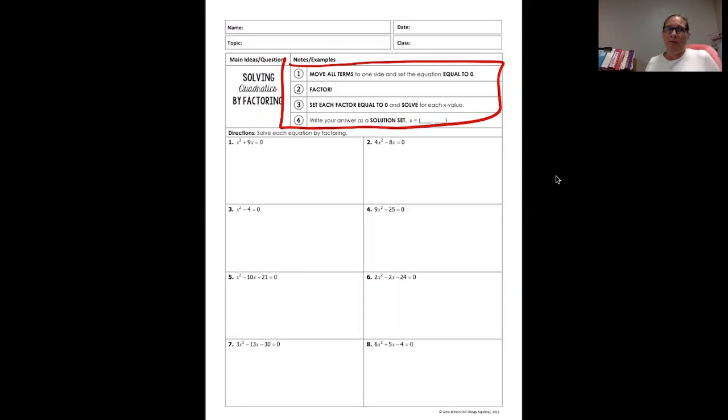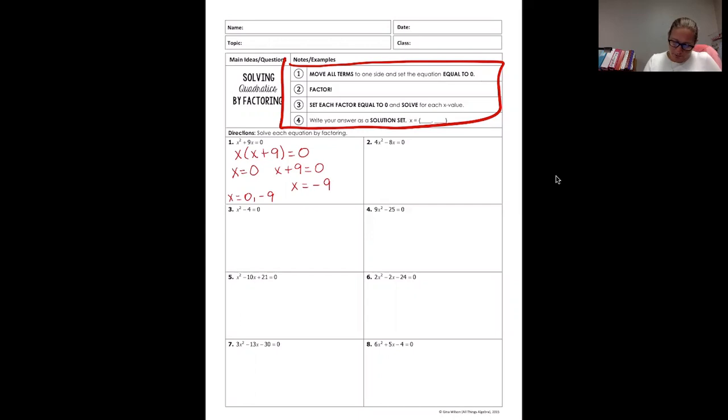So as we look at problem number 1, we have two terms. Both of those terms have a greatest common factor of x. So we're going to take the x out. We have x plus 9 left. Set it equal to 0. We were able to start right on step 2 because step 1 was already done for us. Set each factor equal to 0. And x is equal to 0, and x is equal to negative 9. You can write it that way, or you can write it as x equals 0, comma, negative 9.